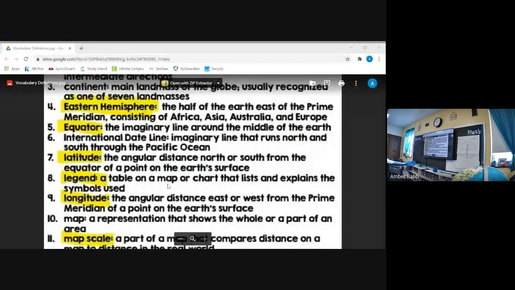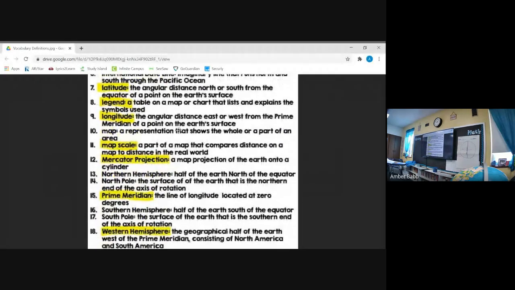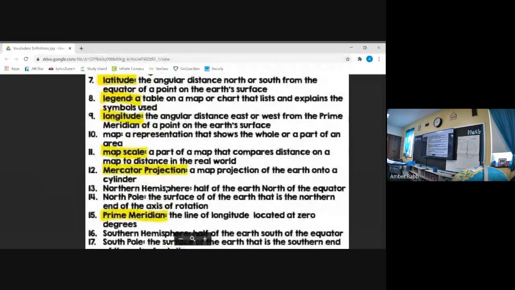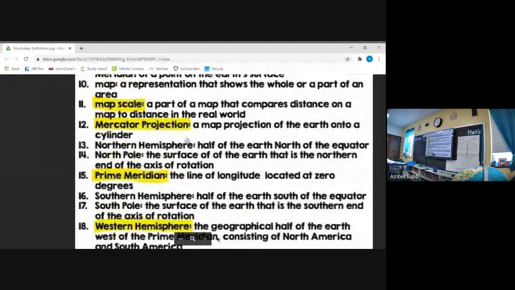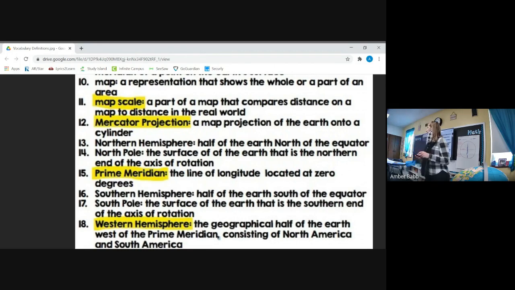Where'd my vocabulary go? All right, prime meridian is on here. I just got to find it. Here we go. It's number 15. The line of longitude located at 0 degrees. So we're going to learn about what longitude is. Longitude and latitude, right? Those are words you might have heard. You did learn about them last year? Good. We're going to talk more about them this year.